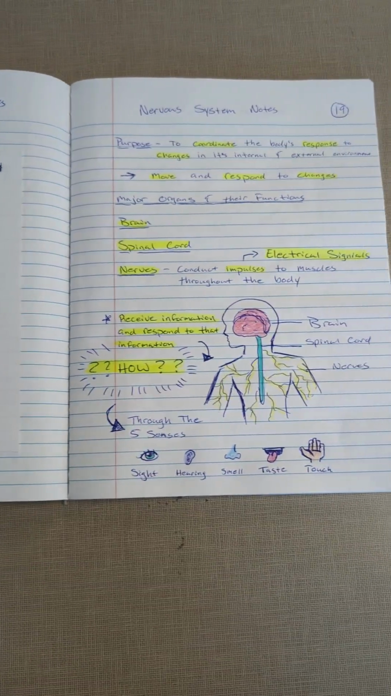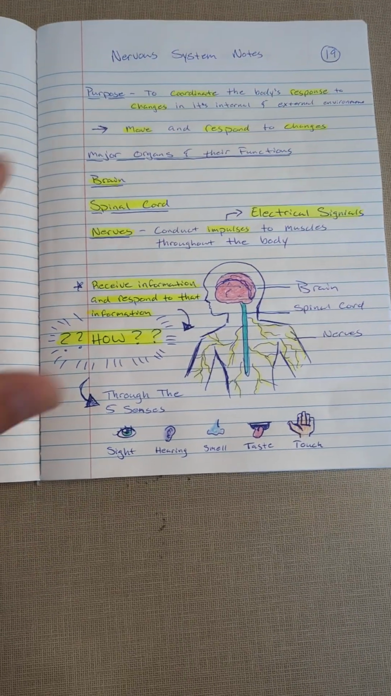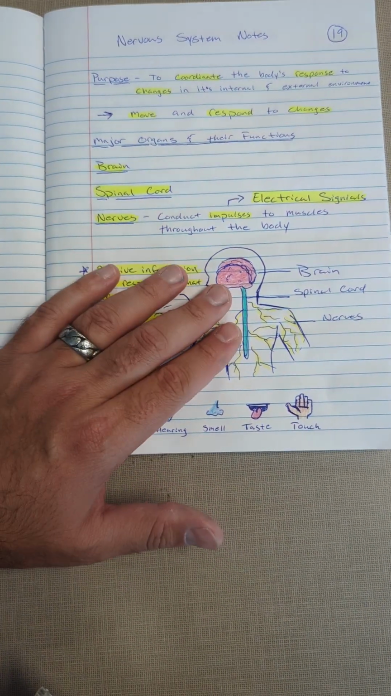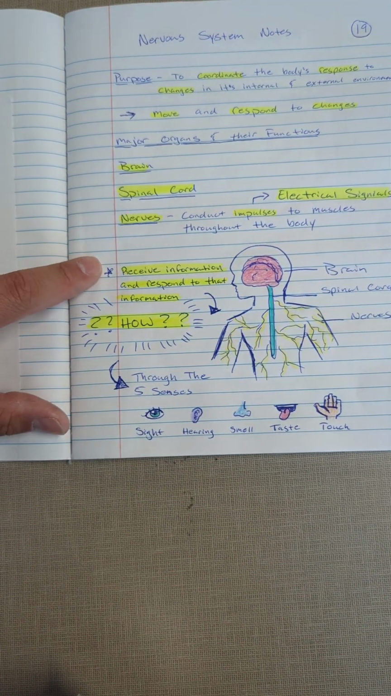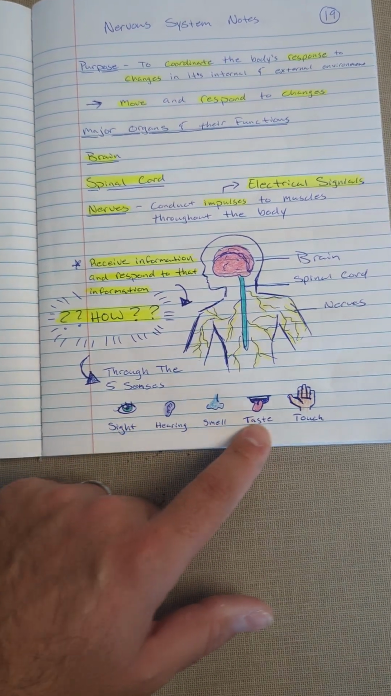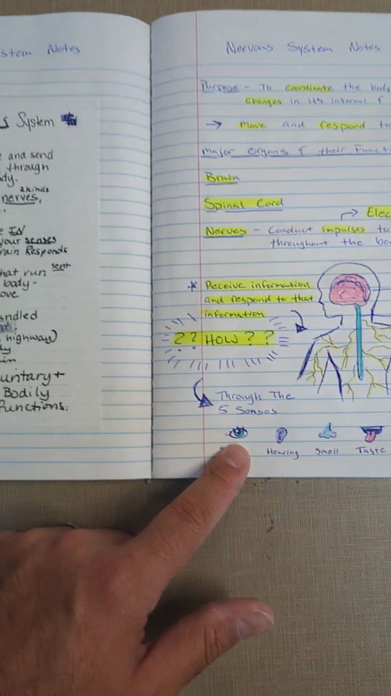Page 19, again, mine's going to be 2 pages. This is our nervous system notes. We took some notes on the purpose, the parts of it. I ended up drawing a picture over here because we know that it's about receiving information, responding to it, but how does it do it? It does it through its 5 senses, so I drew some little pieces of info here.